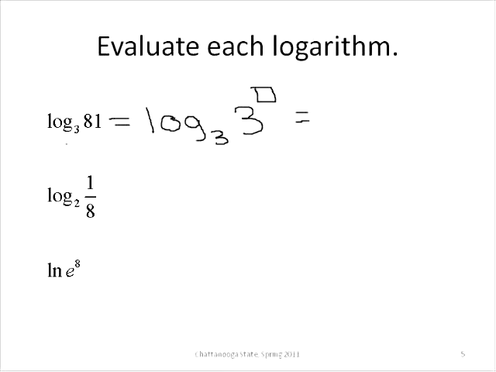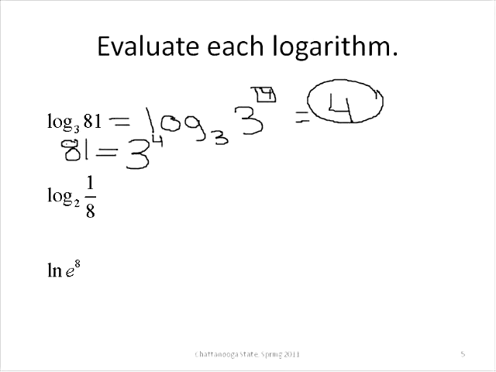So if we think about 81, and we can try different things on our calculator, to raise 3 to the 2nd power, 3 to the 3rd power, we find that 81 is 3 to the 4th power. So the log base 3 of 81 is the same as the log base 3 of 3 to the 4th power. So our answer here would be 4.